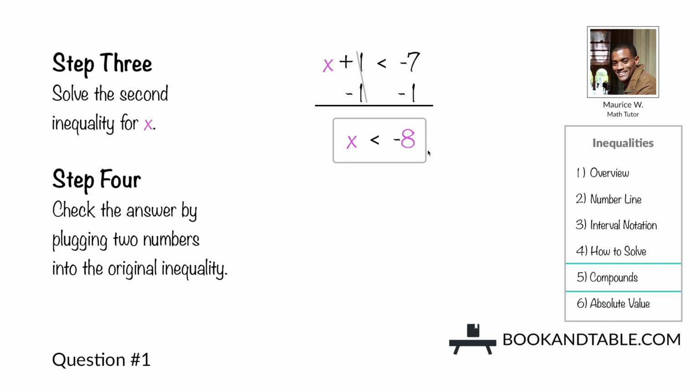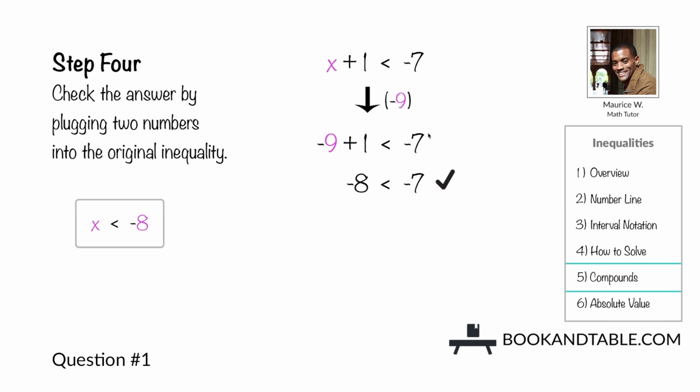Check the answer by plugging two numbers into the original inequality. Since x is less than negative 8, negative 9 should work. Negative 9 plus 1 is negative 8, and negative 8 is less than negative 7. So then we plug in negative 8, and that should not work since they cannot be equal. Negative 8 plus 1 is negative 7, and negative 7 is not less than negative 7. So those are our answers to question number 1.